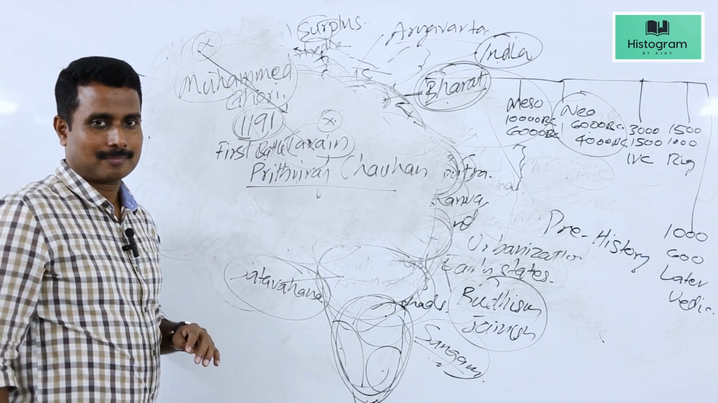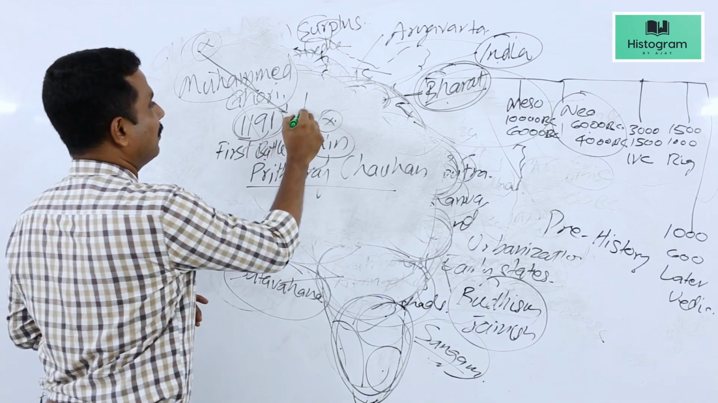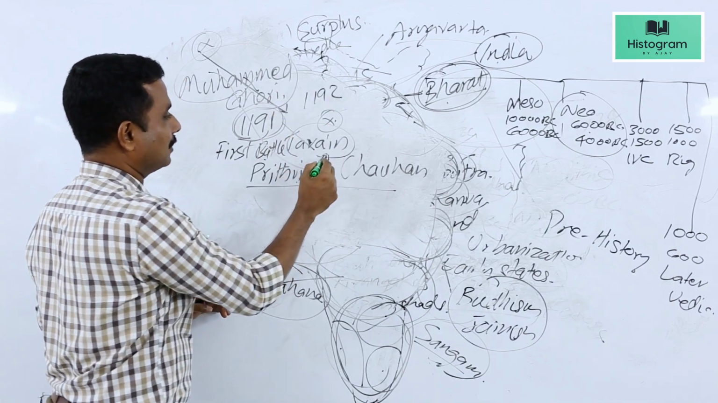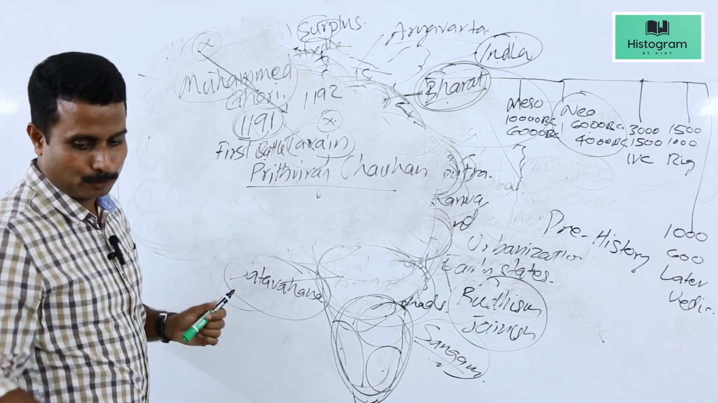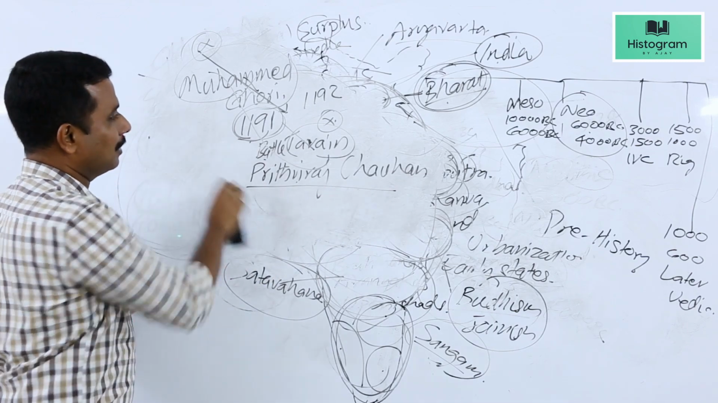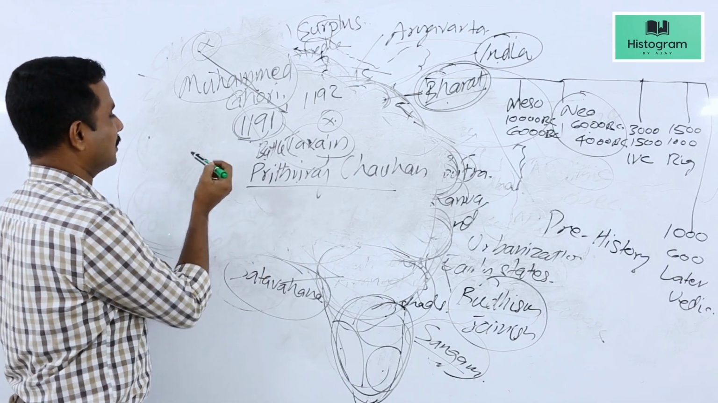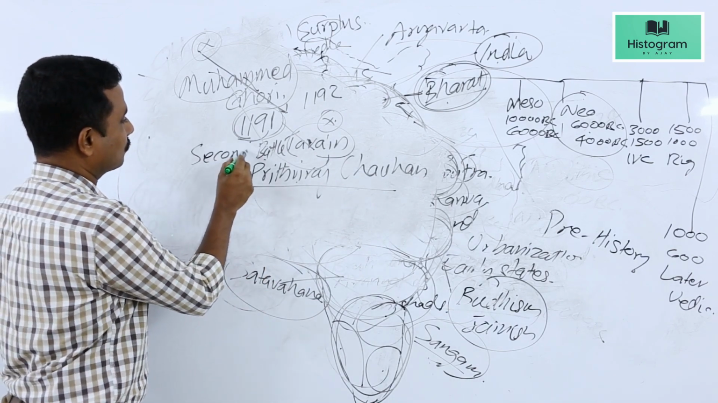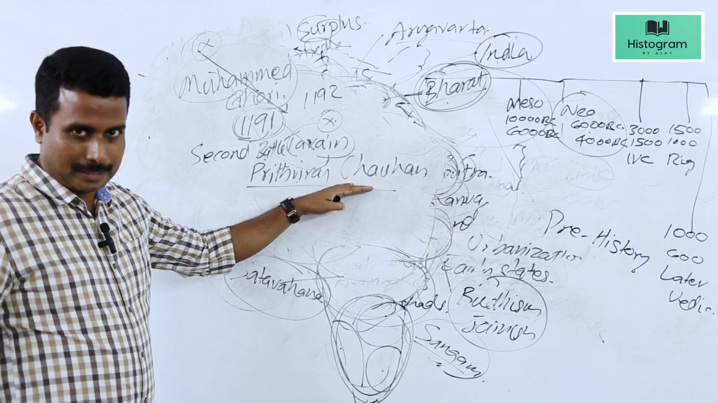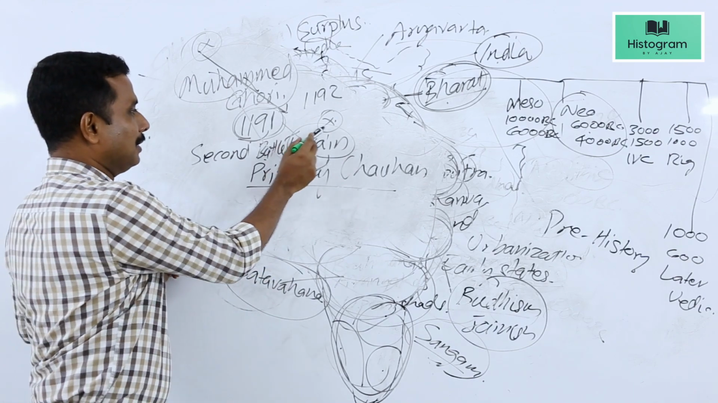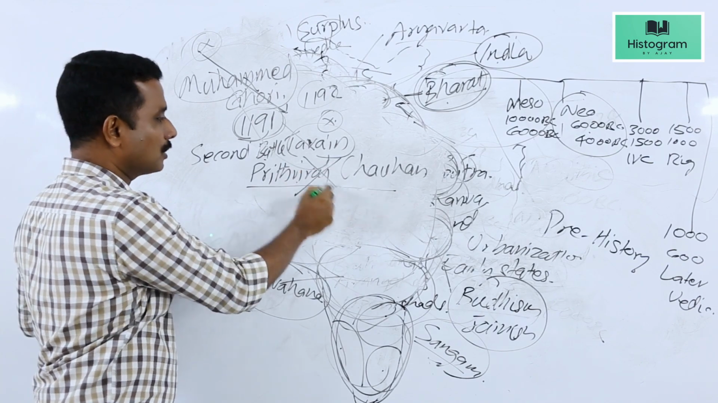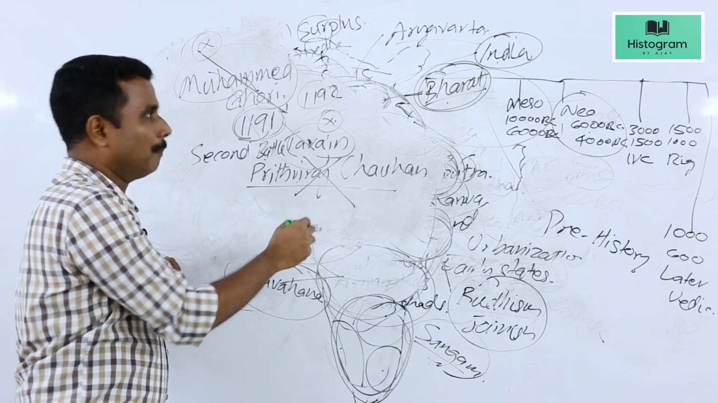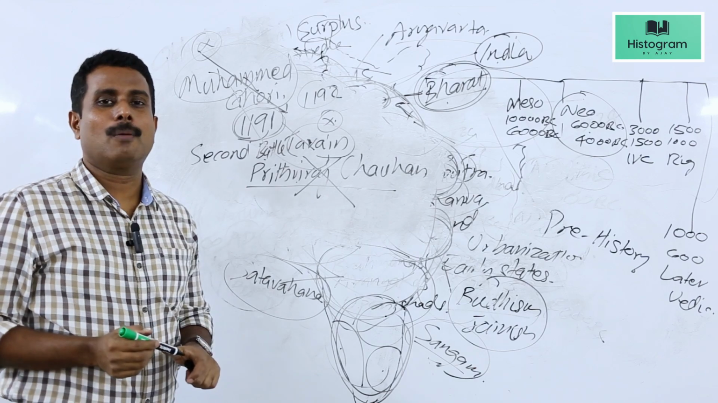In this battle, Muhammad Ghori was defeated, but he escaped from India. The very next year, 1192, he came back and met Prithviraj Chauhan in the Second Battle of Tarain. The same battlefield, but the years are different. In the second battle of Tarain, Prithviraj Chauhan was defeated and killed by this foreign invader, Muhammad Ghori.